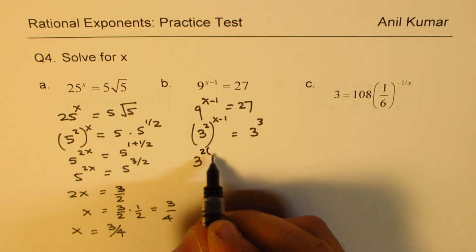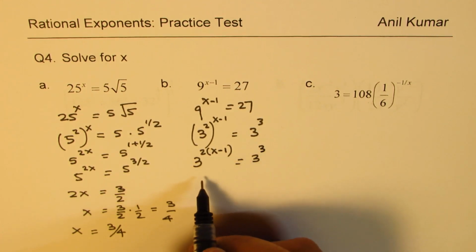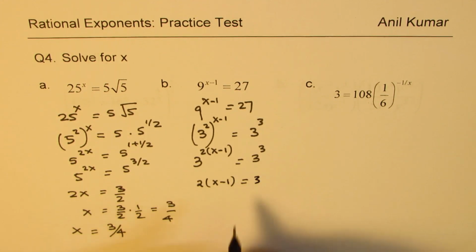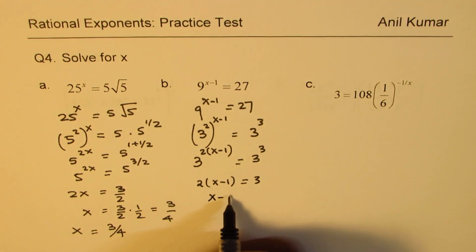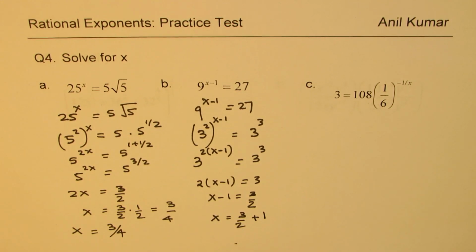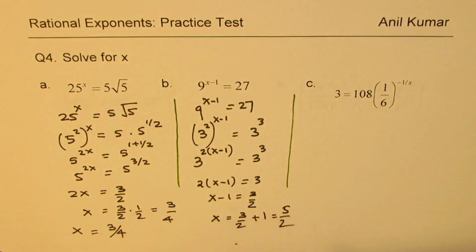We have 3 to the power of 2 times x minus 1, and on the right side is 3 cubed. So we could write 2 times x minus 1 equals 3 and solve for x. So x minus 1 is 3 over 2, and x is equal to 3 over 2 plus 1, correct? Which is 5 over 2. Do you see how we could solve very easily all these questions now? You have to be good at working with fractions when you're working with rational exponents, for sure.